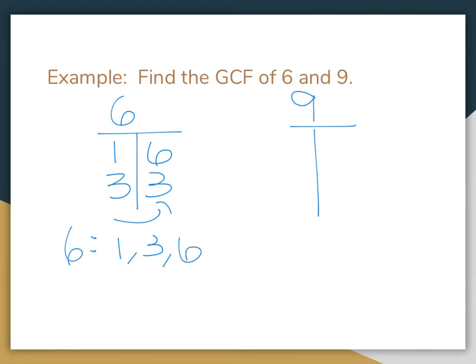The factors of 9, I know I'll always start with 1 and the number itself. 2 does not go into 9. 3 does. Oh, excuse me, I have an error here. I said that the factors of 6 are 3 and 3, when in essence it is 2 and 3. I will fix that.